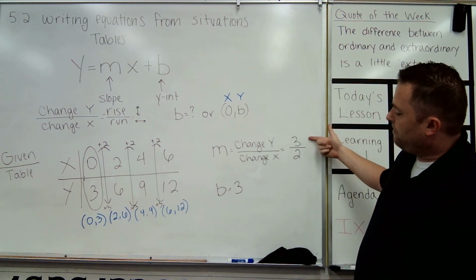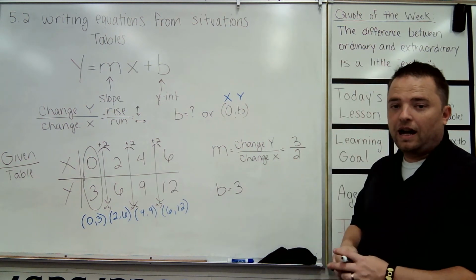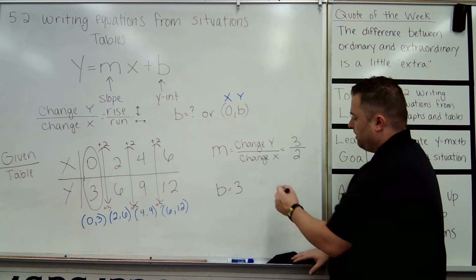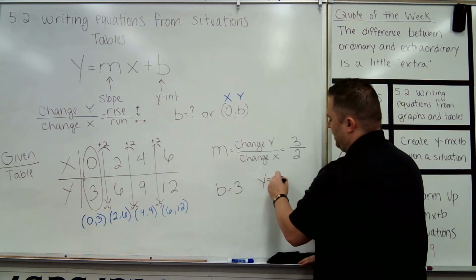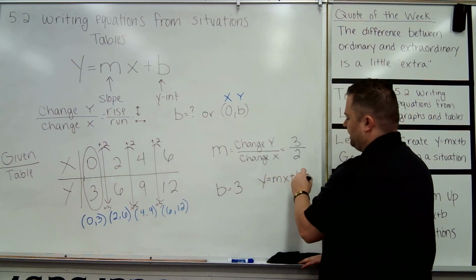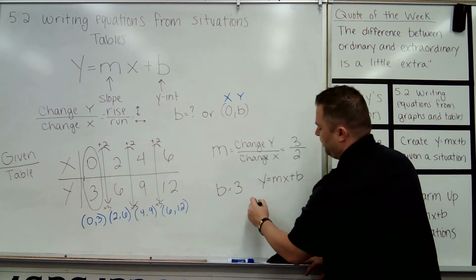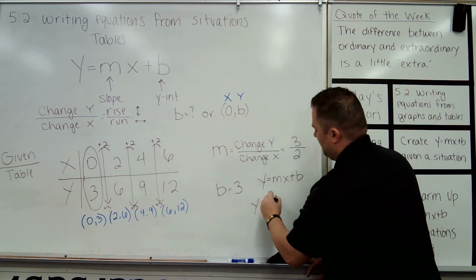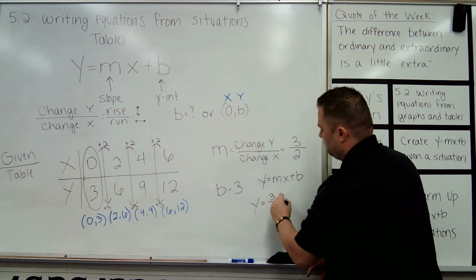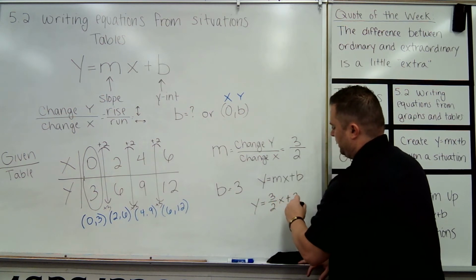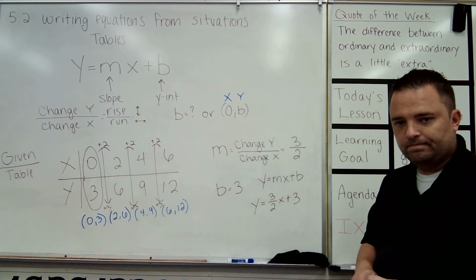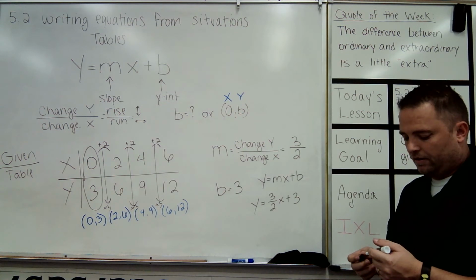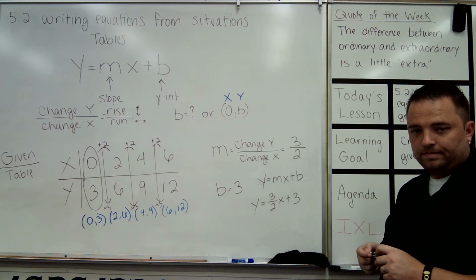If I have an m and I have a b, I have a line. Remember, y equals mx plus b. I know m and I know b. The equation of this line is y equals 3 over 2x plus 3. Take a moment to pause the video. We'll do another example.